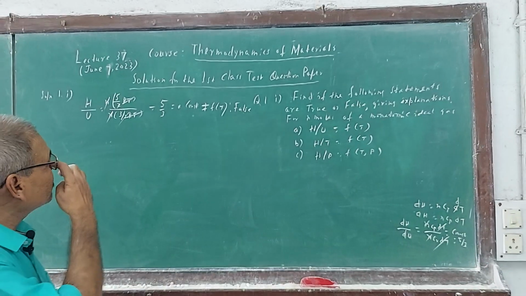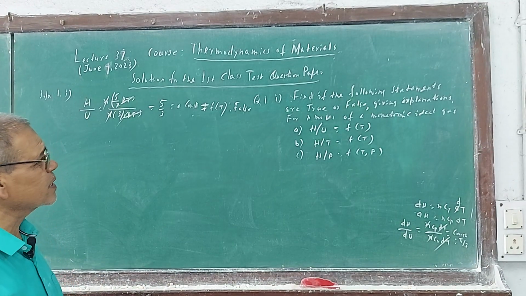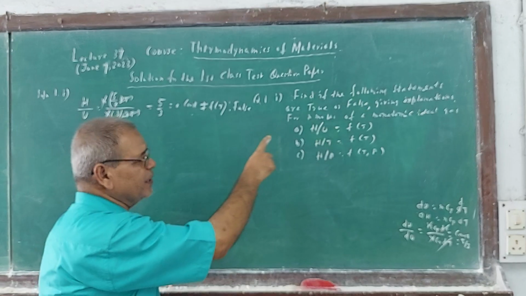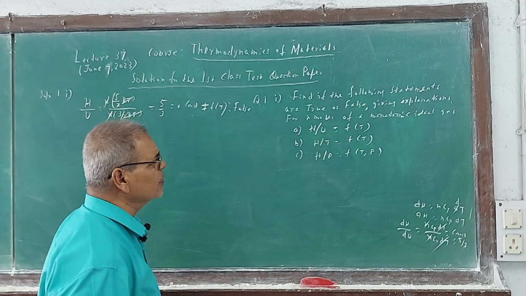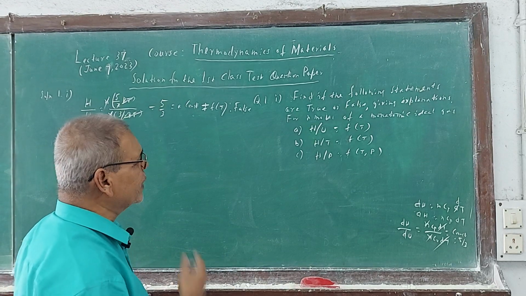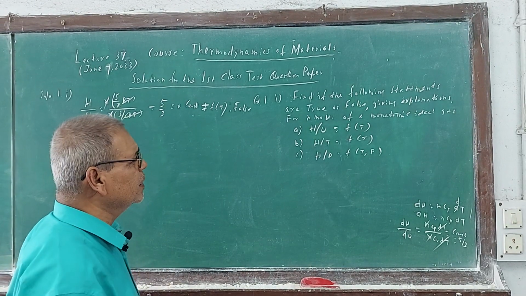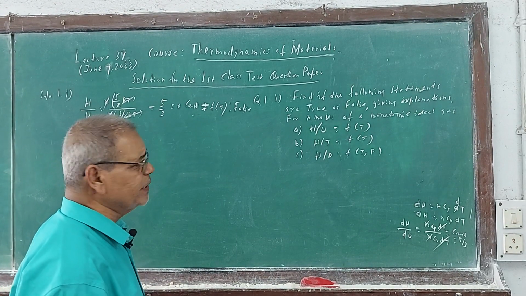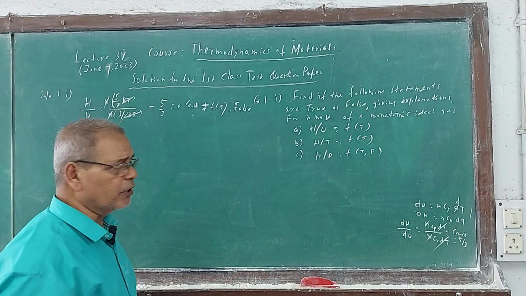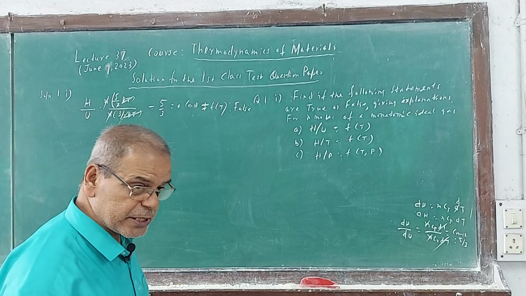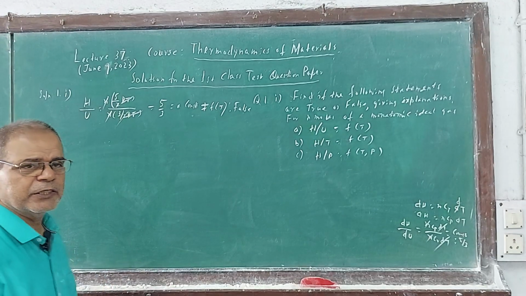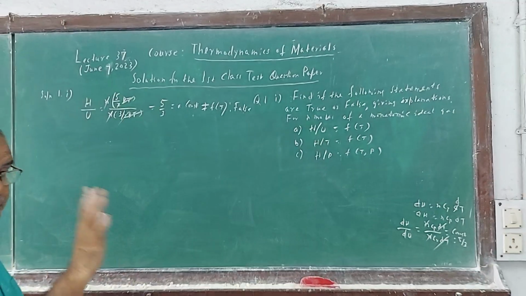So we are going to take up today the solution for the first class test question paper. The first question is already written here. Find if the following statements are true or false, giving explanations. For n moles of a monatomic ideal gas, H by U is a function of temperature, H by T is a function of temperature, H by P is a function of temperature and pressure. Find whether true or false, giving explanation.